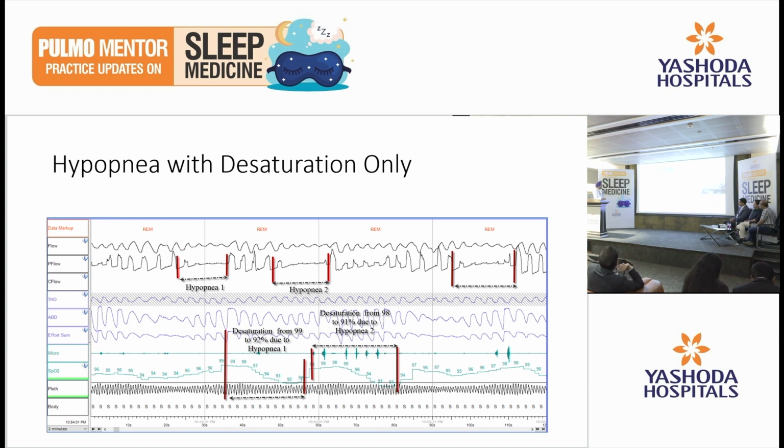Hypopneas are always scored on the pressure transducer. My thermal airflow is absolutely normal, not showing apnea, but the pressure transducer is showing more than 30% drop, lasting for 10 seconds, saturation falling from 99 to 92%. So I've got 3 hypopneas here. This hypopnea is associated with desaturation only. There was no arousal in the EEG.